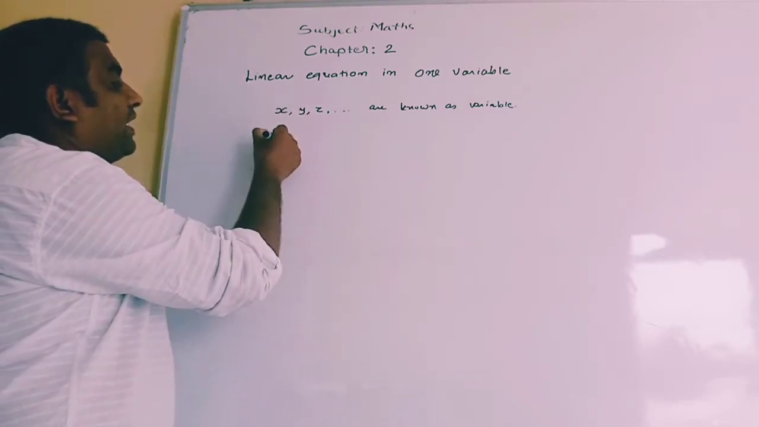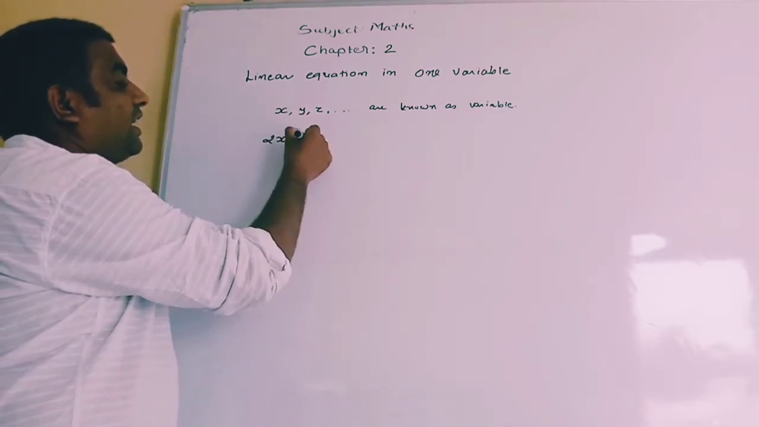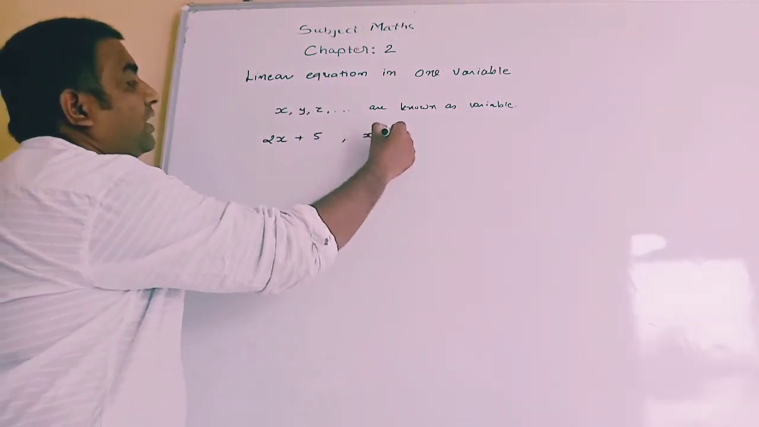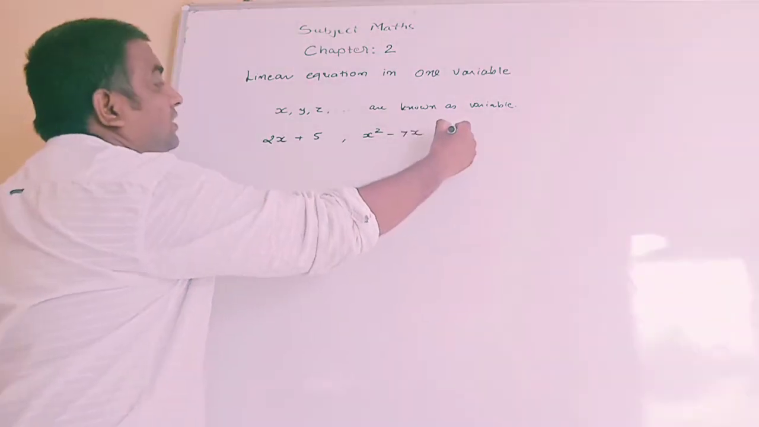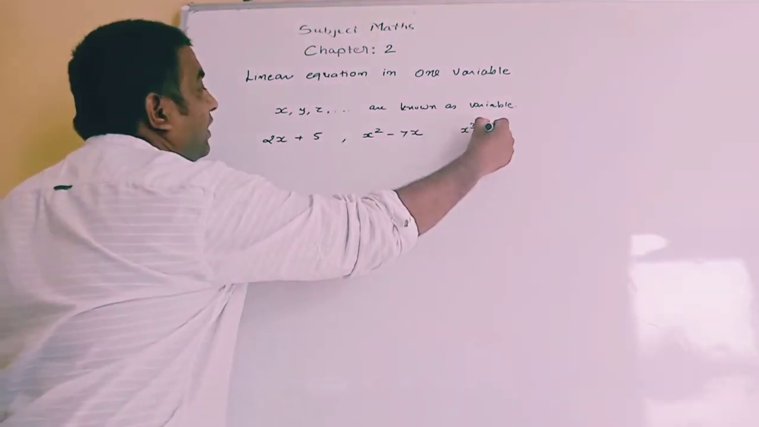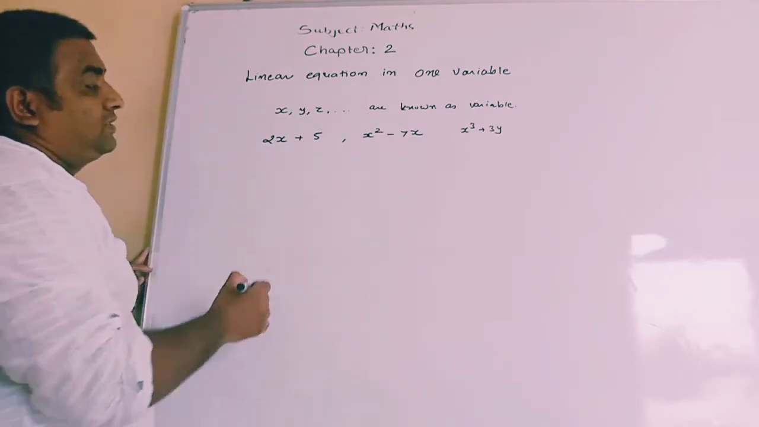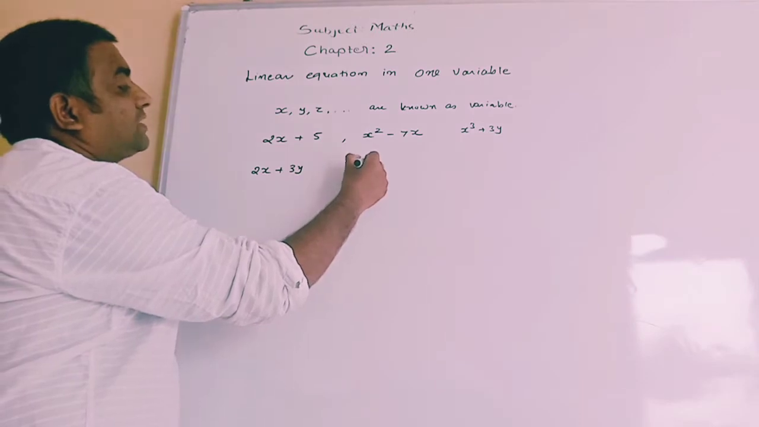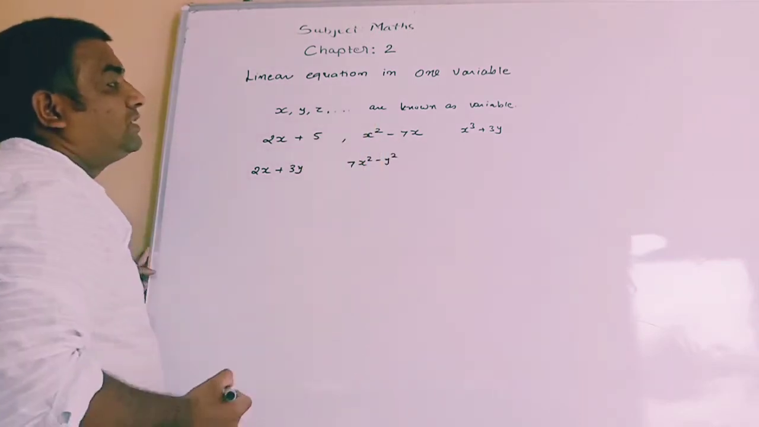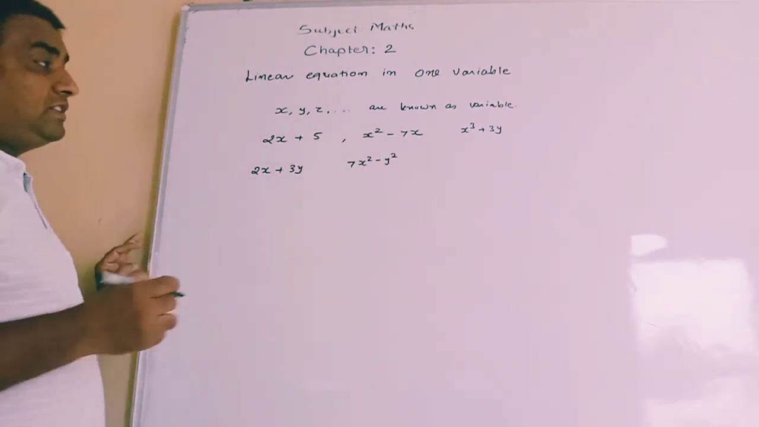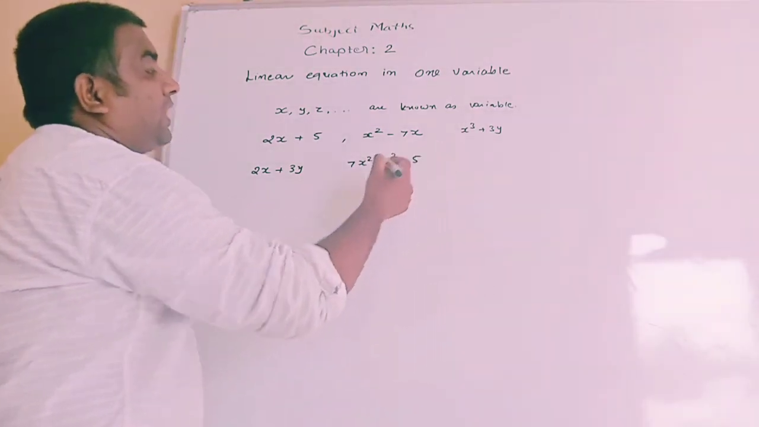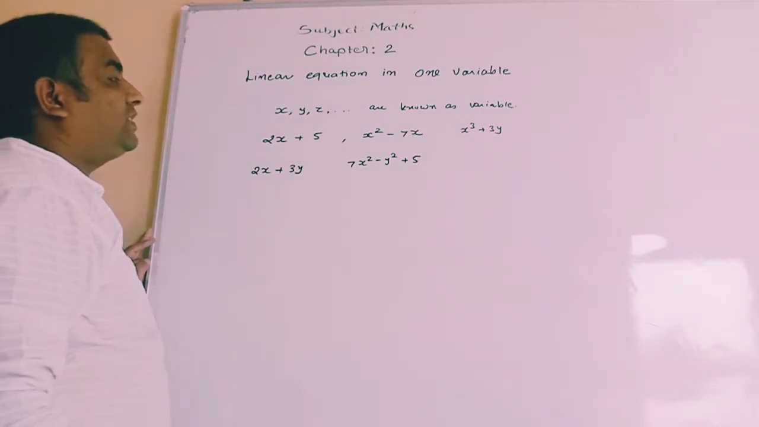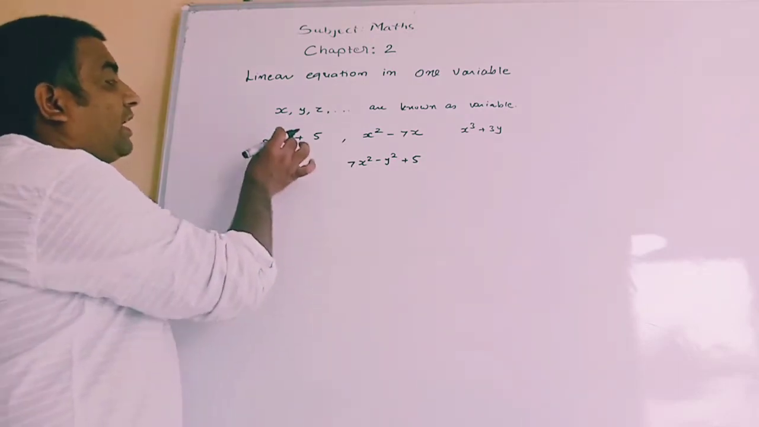Unknown numbers connected with numbers and signs, like 2x plus 5, x square minus 7x, x cube plus 3y, 2x plus 3y, 7x square minus y square, such terms are known as algebraic expressions. So an algebraic expression which has only one variable is known as one variable.